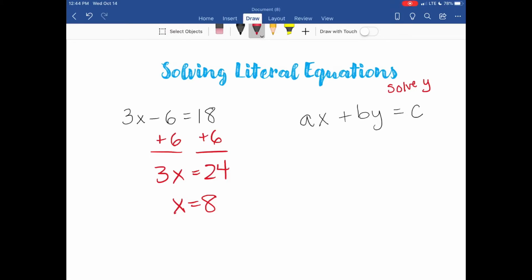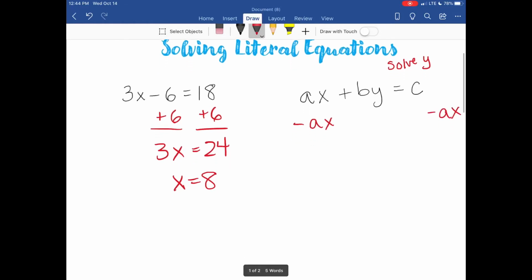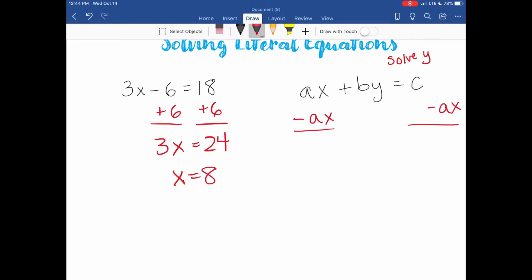Well, that means, folks, that we're going to do the same procedures that we've been doing. We're going to get y by itself. So the first thing we want to do is get anything that's being added or subtracted from y over to the other side. So now our equation will look like this. And you'll notice that c and ax aren't like terms, but that's okay. We're just trying to get y alone.